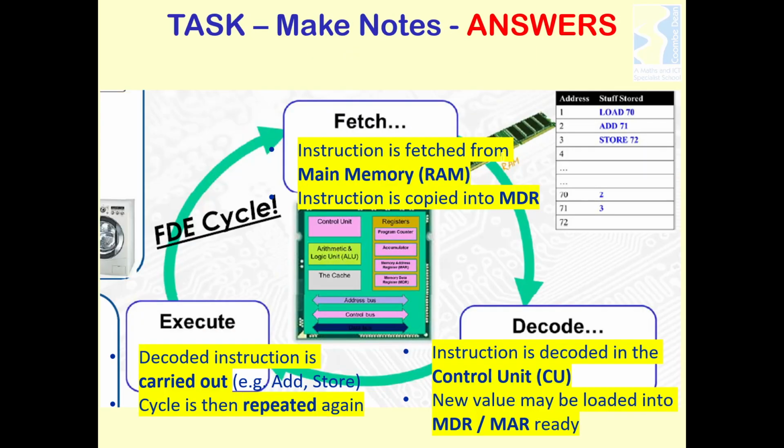Okay, time to check. Checking your answers on the screen, at least 2 points. The instruction is fetched from main memory, copied into the MDR. The instruction is decoded by the control unit. A new value may be loaded into the MDR or MAR. The decoded instruction is carried out, and then the cycle is repeated. Make sure this is clear in your head. Make sure you have notes on your sheet. Pause if necessary.